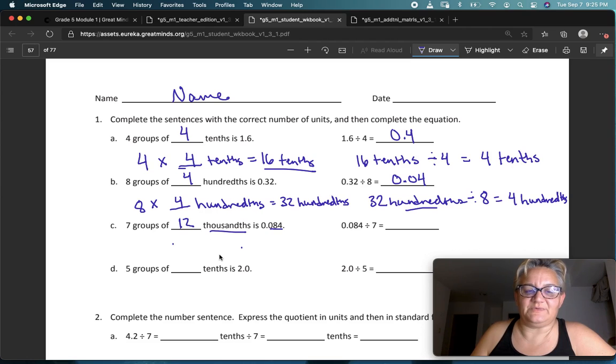I'm not so good with my 12s. Sometimes I have to count up. Okay, so math facts. Now you're not the only ones. Let's just double check that, just make sure I've got that right. 7 times 2 is 14, carry the 1. 7 times 1 is 7, plus 1 is 8, 84. Yep. Okay.